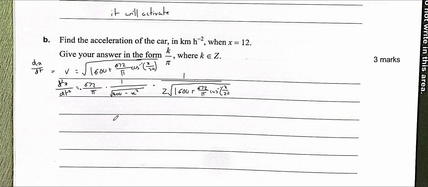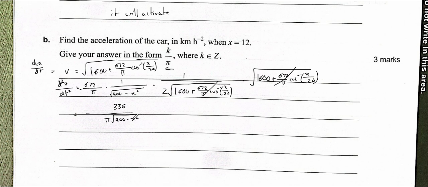And then, since we're differentiating with respect to t and there's an x inside, we have to multiply everything by dx dt, which is equal to this. So multiplied by root 1,600 plus 672 on pi cos inverse of x on 20. And look at that, these two cancel each other out. So what do we get? We get negative this divided by 2, 336 on pi root 400 minus x squared.